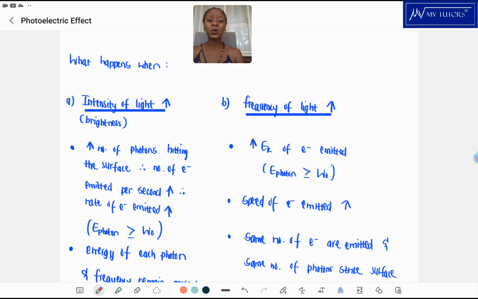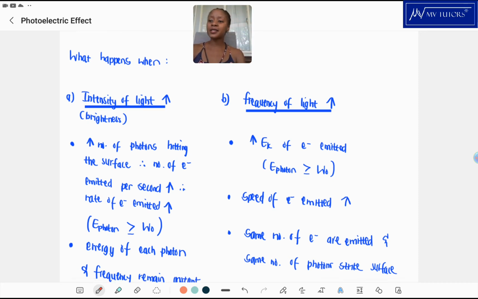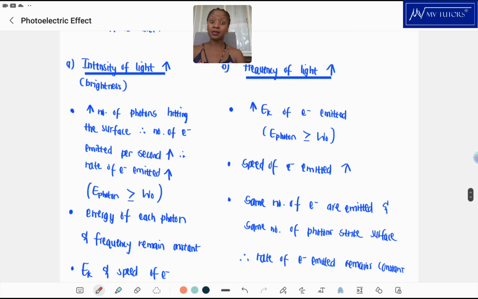So you need to relate all these things. Okay, so just to summarize, the brighter the light, the higher the intensity, the more photons hitting the metal surface, the more electrons emitted at a higher rate. Rate, you can relate it to current through charge over time. Okay, so here we can see that indeed the energy of the photon is definitely bigger than your work function.